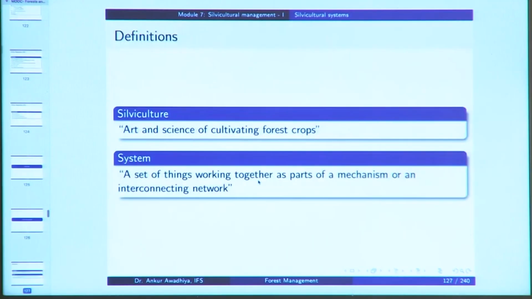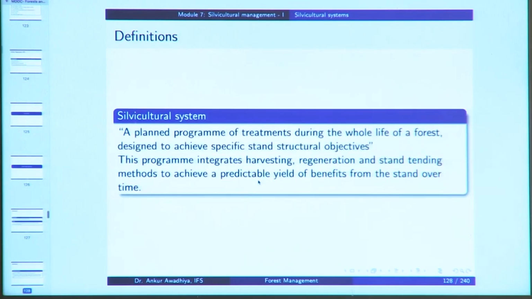Then we looked at silvicultural systems. Silviculture is the art and science of cultivating forest crops. System is a set of things that work together as parts of a mechanism or an interconnecting network. So, a silvicultural system is a planned program of treatments during the whole life of a forest designed to achieve specific stand structural objectives.